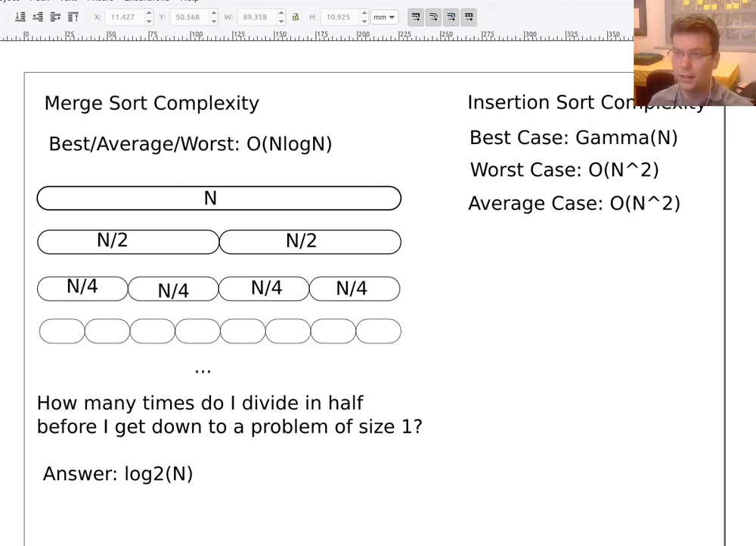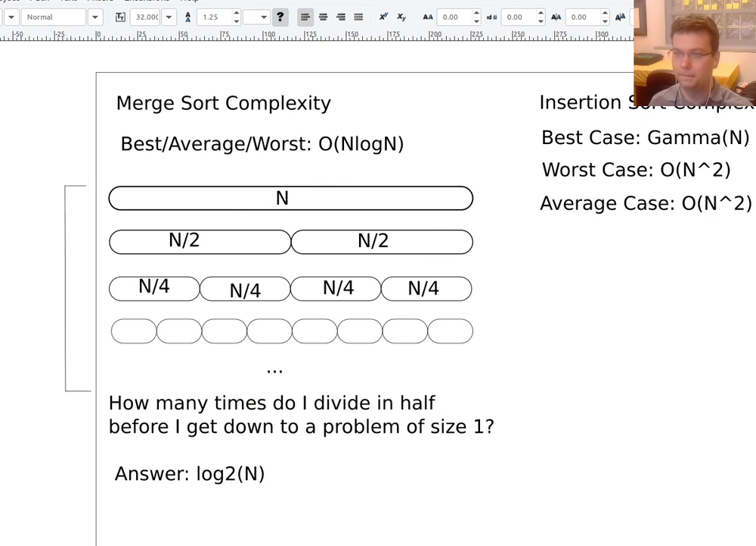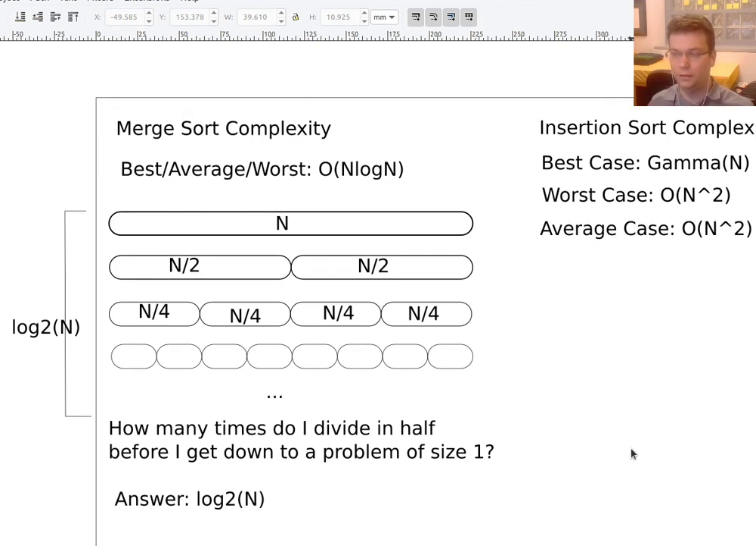Okay? So what we find is the height of this is log base 2 of n. So that's how many levels we need to go. That's how deep we need to go in the recursion before we reach the stopping state.